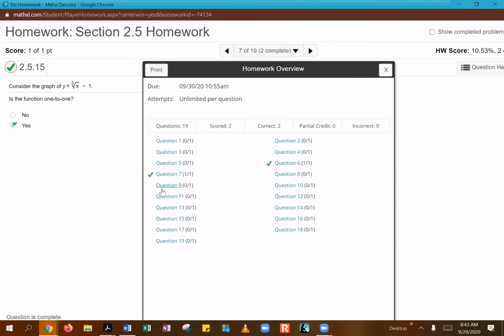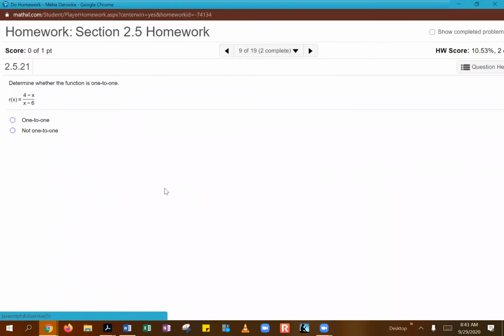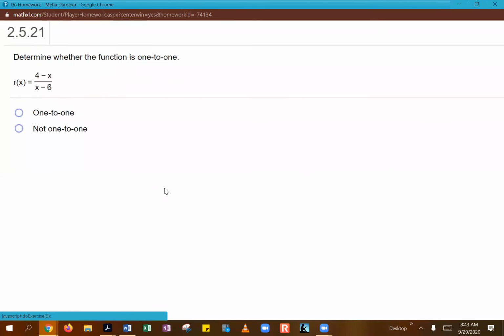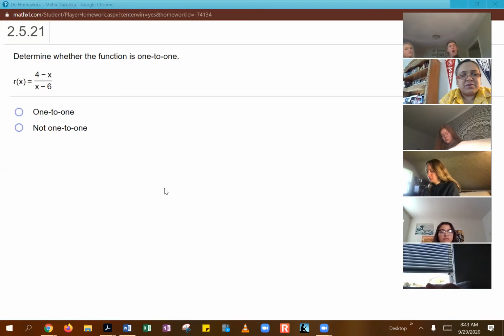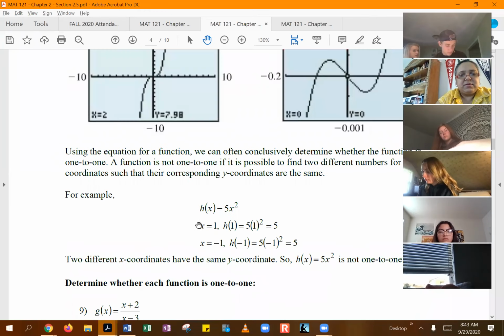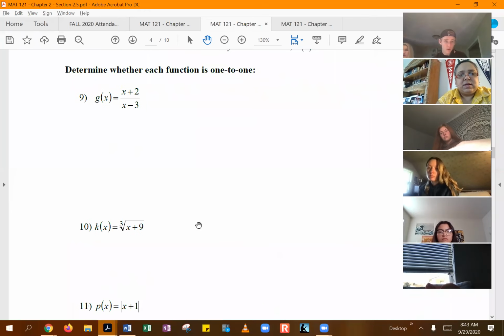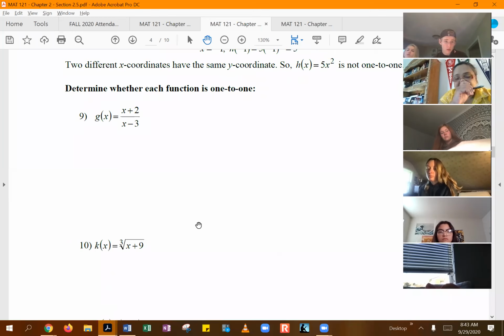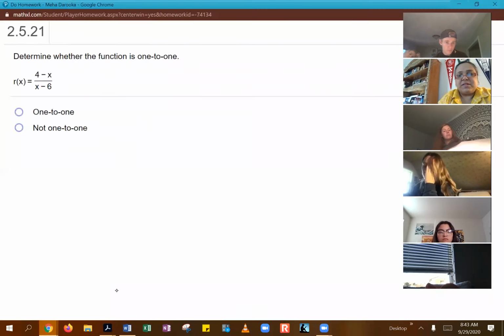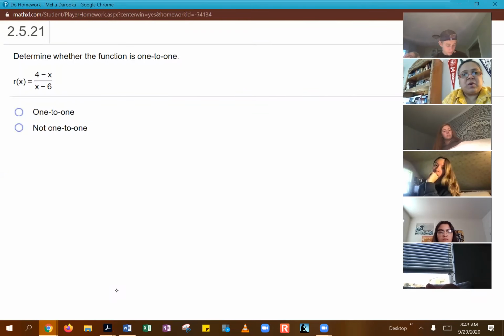So let's take a look at this example over here. You have something similar to this in your video lecture also, but I wanted to make sure you guys will be able to do an example like this. This is very similar to the example we're getting ready to do. So algebraically, how can we determine if our function is one-to-one or not?